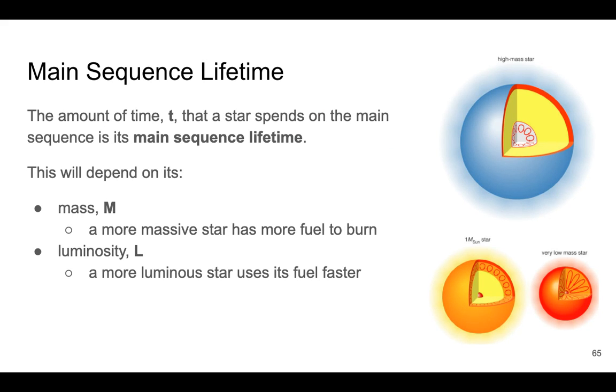The amount of time t that a star spends on the main sequence is its main sequence lifetime. We're about to learn a little mathematical relation, and t is the main sequence lifetime. That is going to depend on a couple of things. One is the star's mass, capital M. The more massive the star is, the more fuel it has to burn. And the other is its luminosity. The more luminous it is, the faster it's burning its fuel.